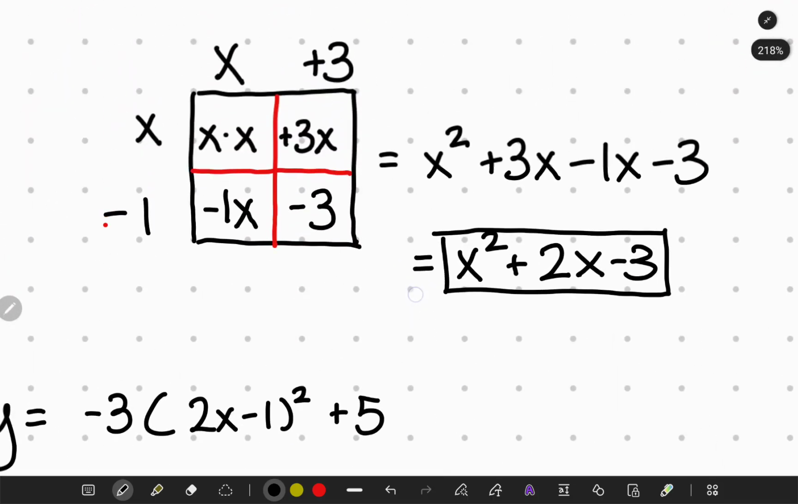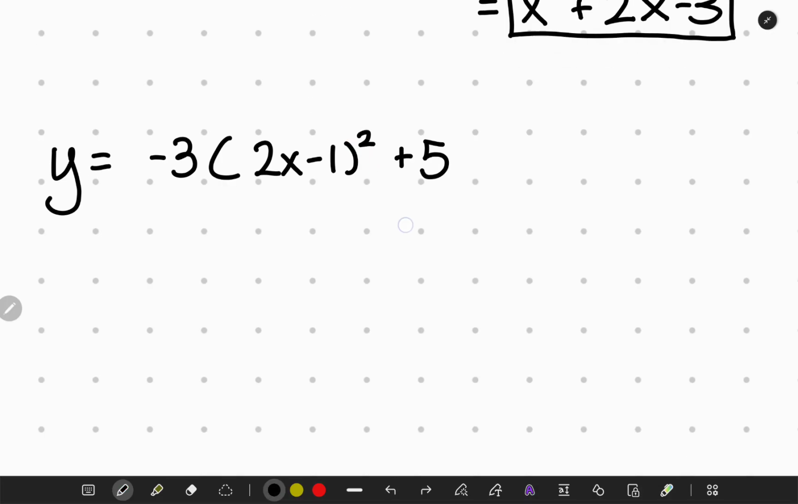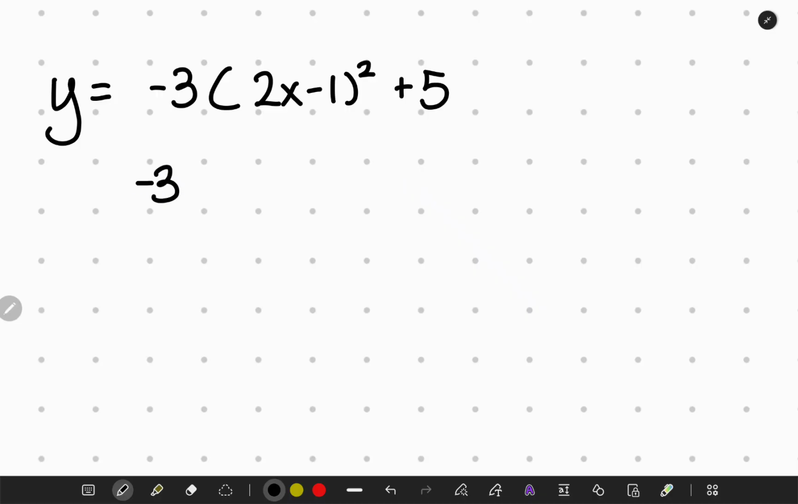But if you notice how we created our x squared, we got it since we got two x's: we have one here, the other here. That's how we created x squared. I see here that I also have a square here. So guess what? I'm going to write the same thing twice. What would that look like? Well, in this case, since I have 2x minus 1 being squared, I write it twice.